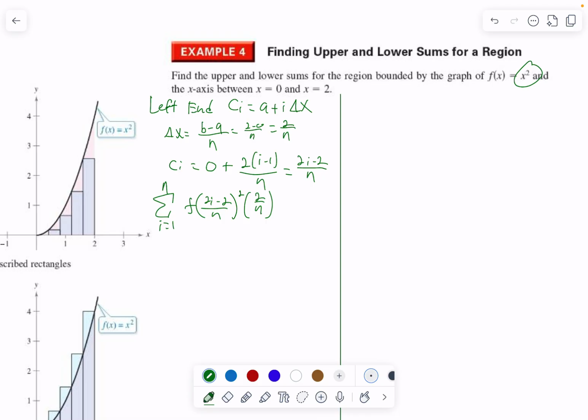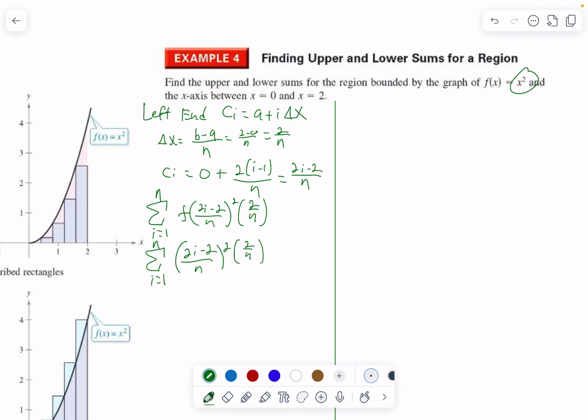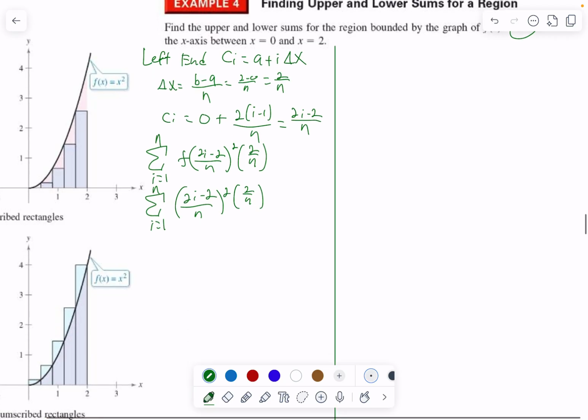Okay, so here we go. Sorry about that. The sum from i equals 1 to n of (2i minus 2) over n squared, times 2 over n. Square that. The sum from i equals 1 to n of 4i squared minus 4 over n squared.